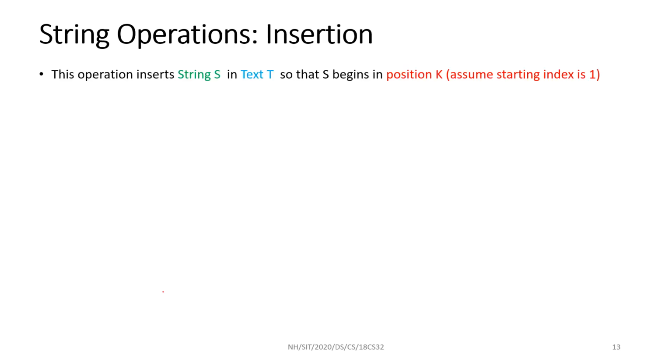First we'll see how to perform insertion. For insertion, we need 3 pieces of information. One, which is the main string, from which position you have to start inserting. What is to be inserted? This operation inserts string S in text T from position K. T, K, and S are the three parameters to send.